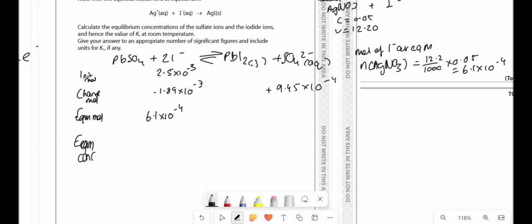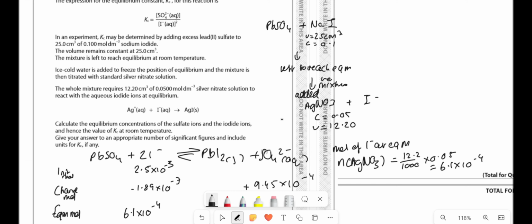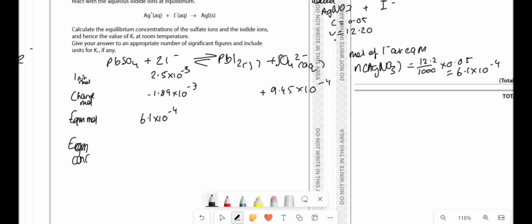So now I know that at equilibrium, the moles of the 2I minus is this, and now we know the change in the SO42 minus was that. We still need to find out the moles of the SO42 minus at equilibrium as well. If you have a look at this equilibrium, remember this is them mixing it together, and then it reaches equilibrium. So if we start mixing these together and no equilibrium has been reached, the initial moles of SO42 minus is 0, and also this. So at the very start, when equilibrium has not been reached, you have 0 of each. So that means the equilibrium moles of this SO42 minus is 9.45 times 10 to the minus 4.